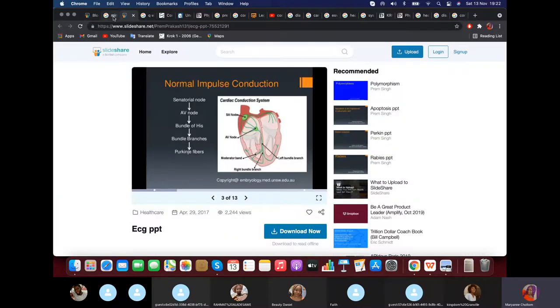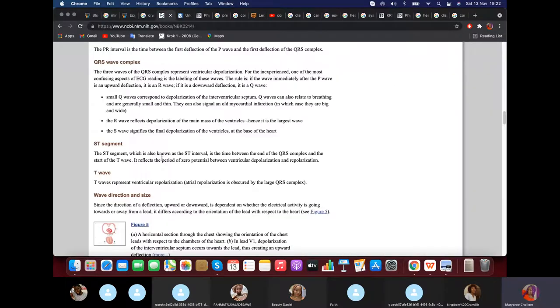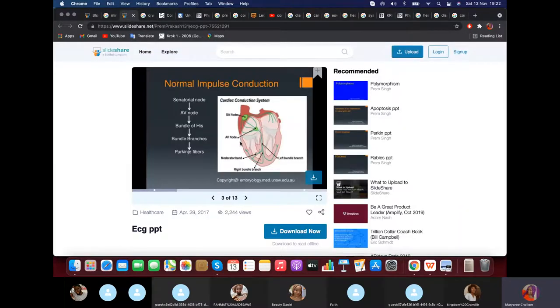Then your S wave signifies the depolarization of the base of the ventricle, the last part of the ventricle. So around here, around this place. You might think, oh, maybe this is the base, but it's not the base. The base is actually here. So don't make that mistake.